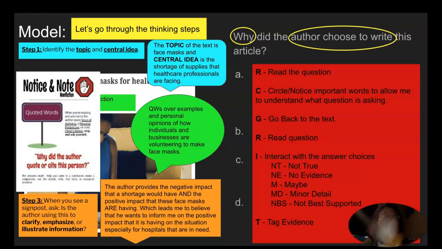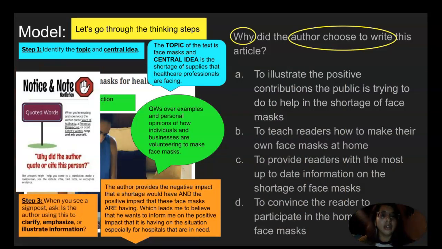Now that I've done that, I want to go back to my multiple choice question and read the question just once more. So why did the author choose to write this article? Then I want to interact with my answer choices and leave evidence once I think I found it. Answer choice A. To illustrate the positive contributions the public is trying to do to help in the shortage of face masks. That sounds really similar to what I have here. But let's keep going. So I'll put a maybe for that, an M. B. To teach readers how to make their own face mask at home. I don't really notice that how to when I read.